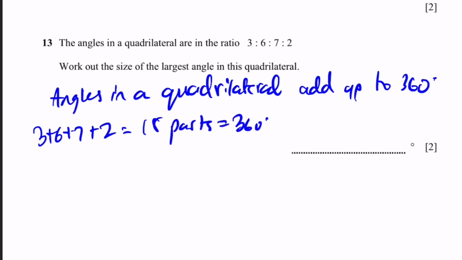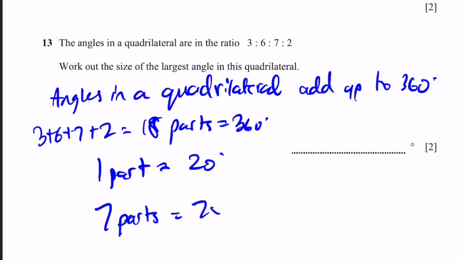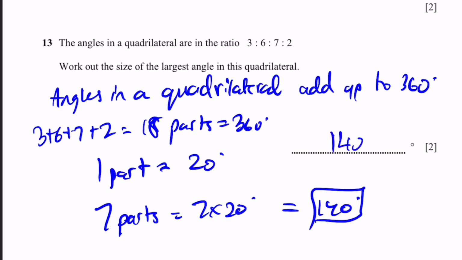360 degrees. So 1 part equals 360 over 18, 20 degrees. The largest angle is the one with 7 parts, because 7 times 20 is 140. If we calculate any of the other angles also, they will be less than this, so 140 is the answer. Now I can go to question 14.